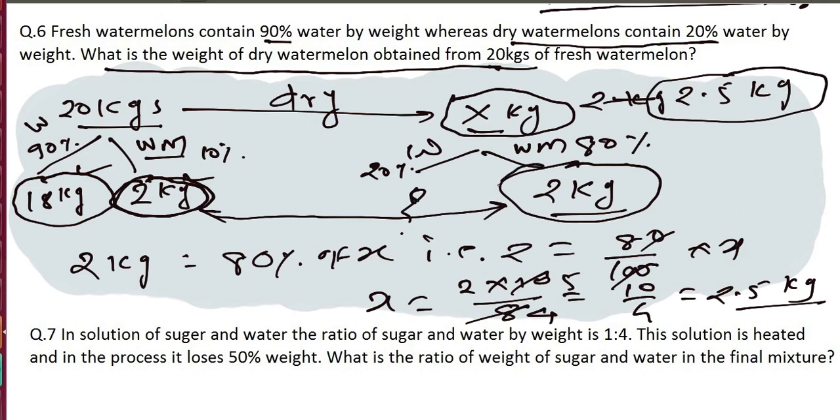We only know the solid part will be there, which is 80% of this x, because it is given in the question, dry watermelon contains 20% water. So water will be 20%, so the solid part will be 80%. So this 2 kg is 80% of x. Therefore, if we do the calculations further, we get x is equal to 2.5 kg. That is, the weight of the dry watermelon is 2.5 kg.